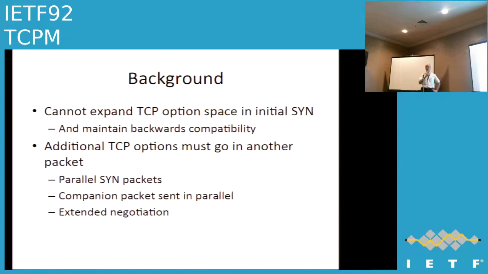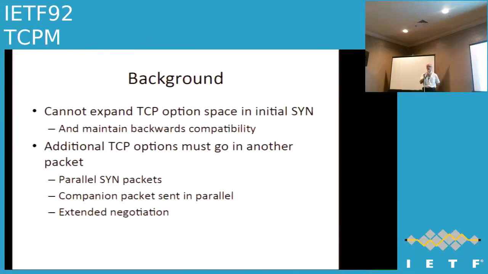So with that, if you're going to have additional options, they have to go someplace else, and the only other place is in another packet. There have been three approaches that have basically been proposed and looked at. One is a parallel SYN approach, where you send two separate SYNs, one connection which does not have the extended option space, the other one has it, and you shut down whichever one doesn't make sense for how the other side responds. The second option is listed here as a companion packet.